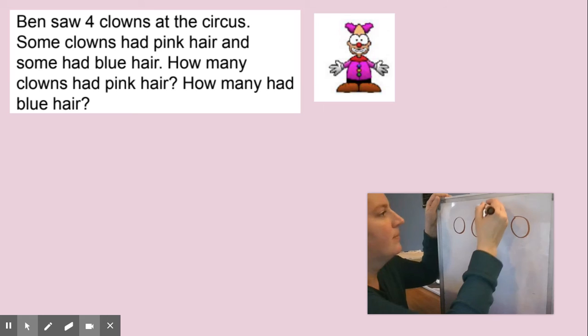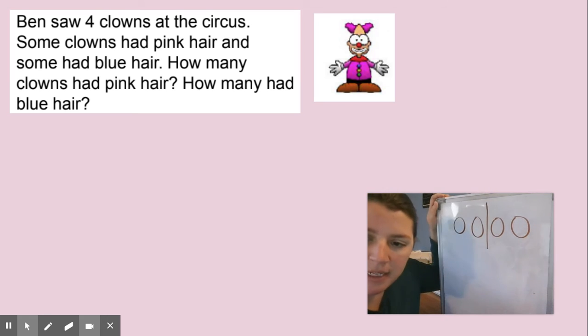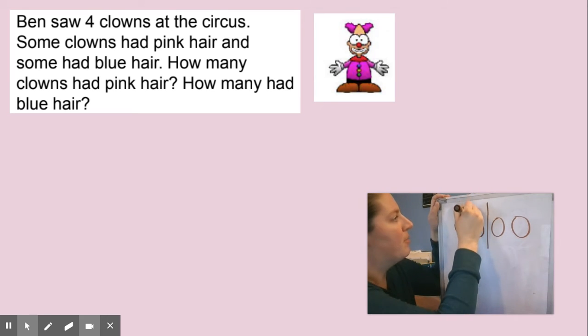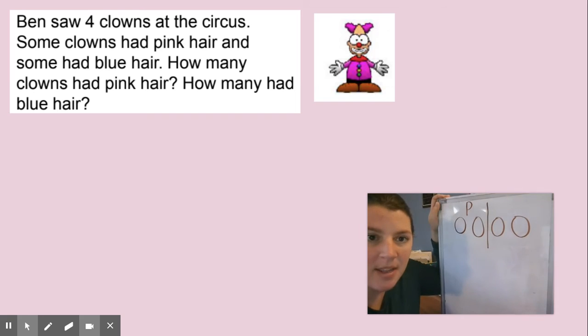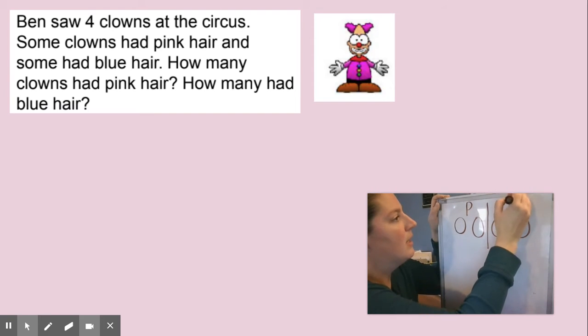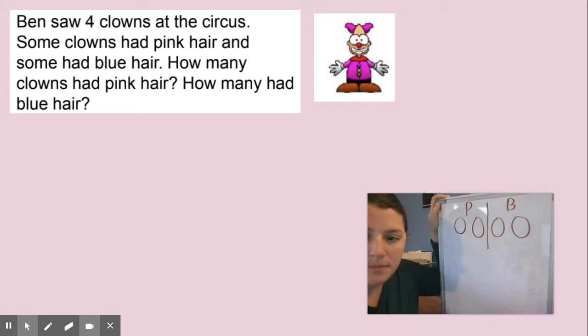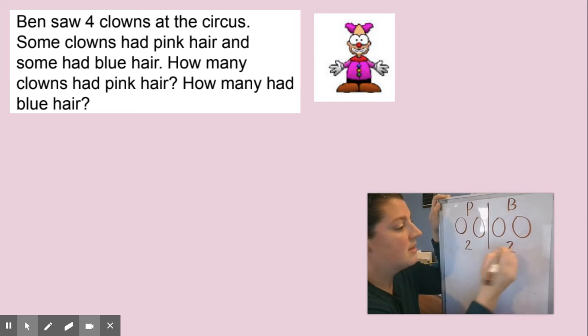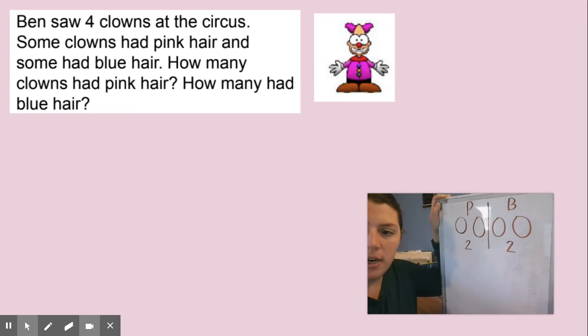I'm thinking I'm going to make it like this. This is my group with pink hair, so I'm going to write a P. And this is my group with blue hair, and I'm going to write a B. Can you tell how many clowns had pink hair? That's right, I think 2. How many clowns had blue hair? Maybe you did it the same way. There were 2 clowns with pink hair and 2 clowns with blue hair.